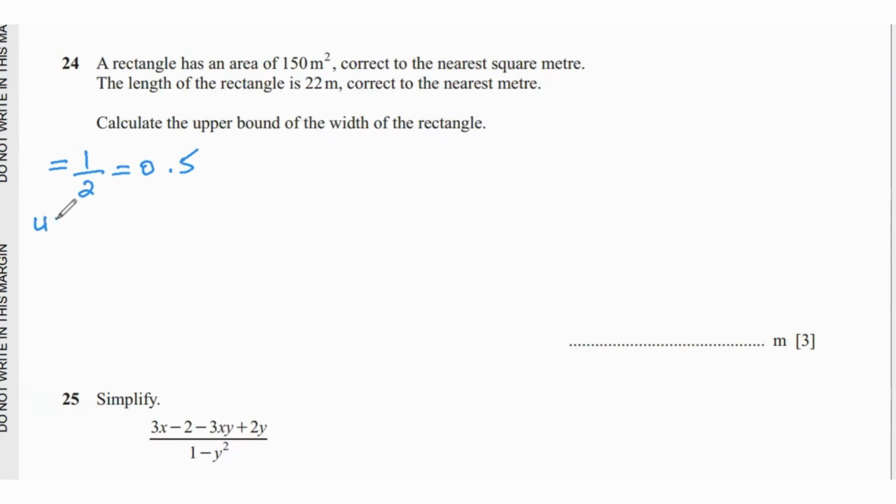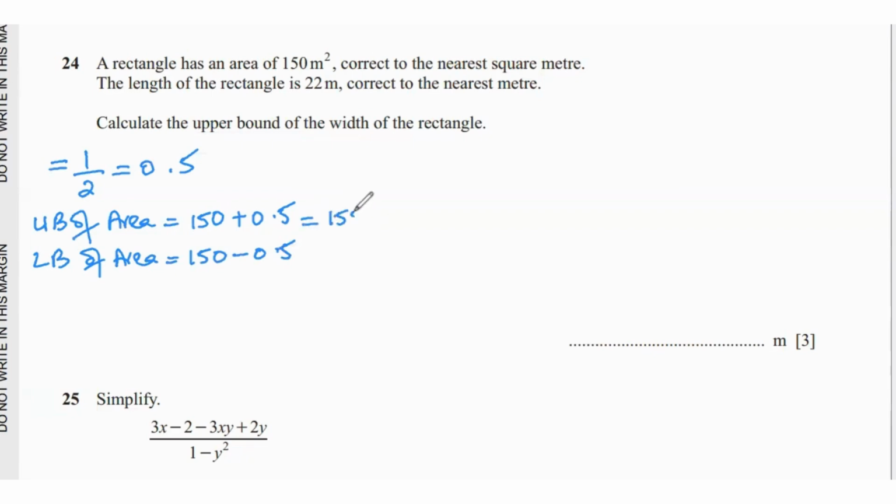So if you want to find the upper bound of area, that's 150 plus 0.5. And the lower bound of area is going to be 150 minus 0.5. So that's 150.